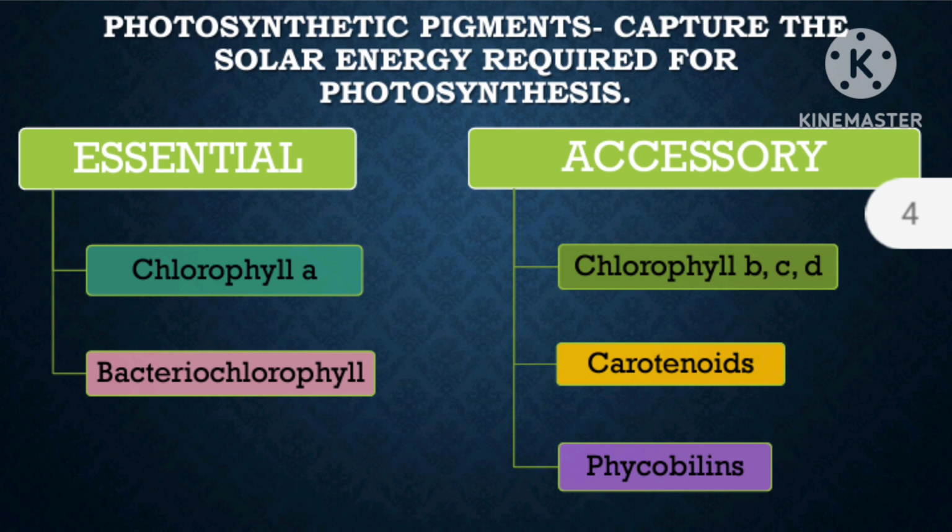And then comes the second category of pigments, which is accessory. So accessory pigments might or might not be present. It's not necessary that they have to be present there. So these contain chlorophylls B, C and D, then carotenoids and phycobilins, which are two very important categories of pigments which we'll be discussing further in the lecture today.